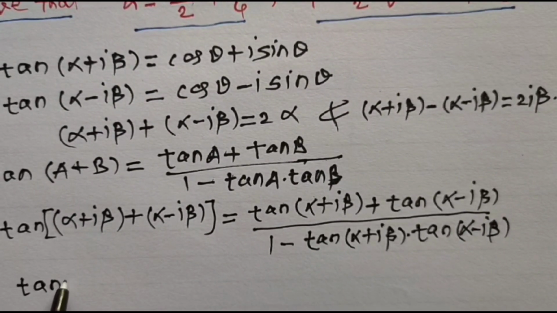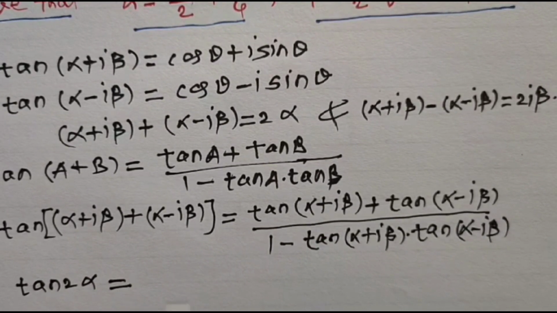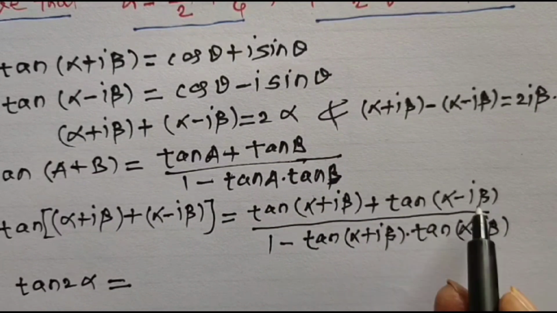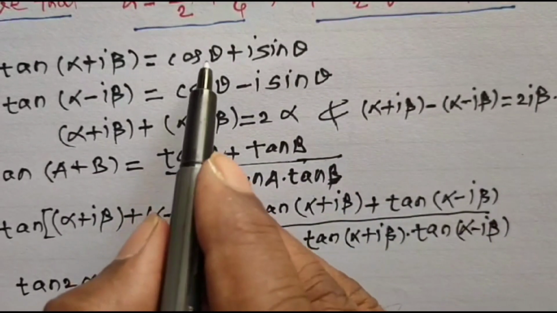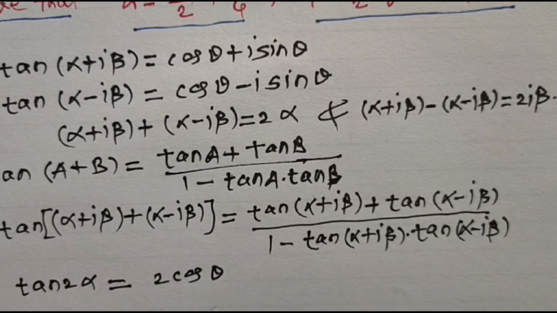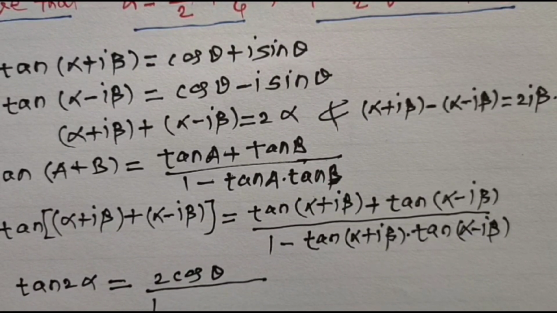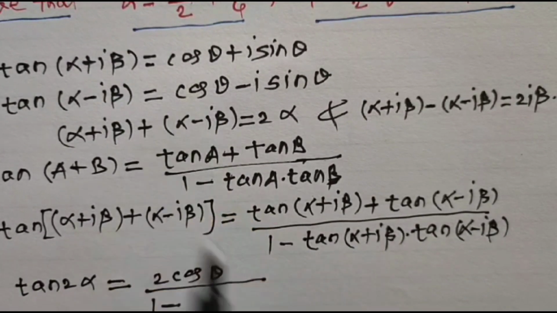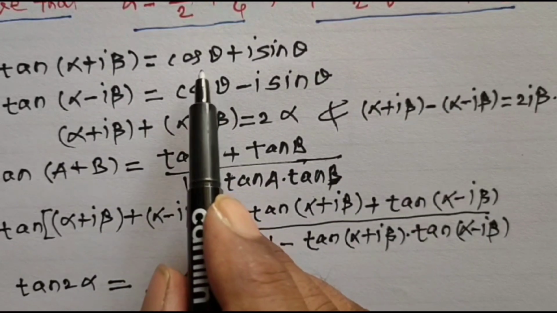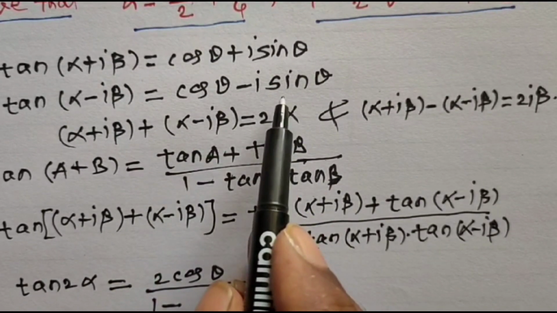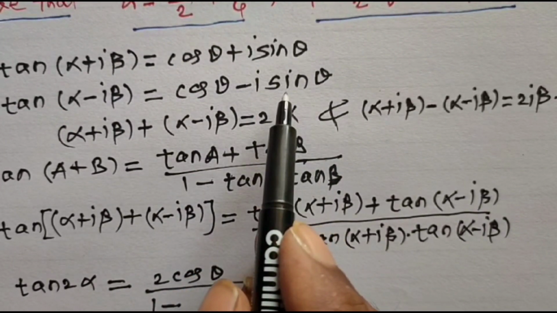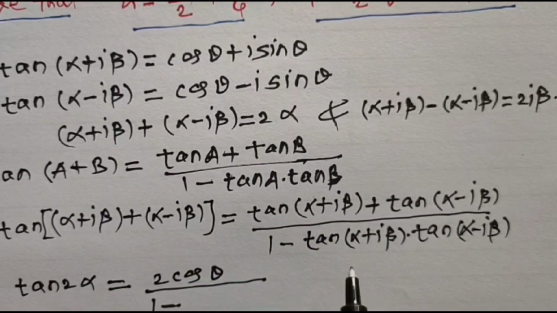Okay, tan 2 alpha is equal to tan of alpha plus i beta, which is cos theta plus i sin theta, and tan of alpha minus i beta is cos theta minus i sin theta. Addition of these two, that is 2 cos theta, divided by 1 minus tan of alpha plus i beta into tan of alpha minus i beta, that is equal to cos theta plus i sin theta into cos theta minus i sin theta. This is what? Cos square theta plus sin square theta, and which is equal to 1.